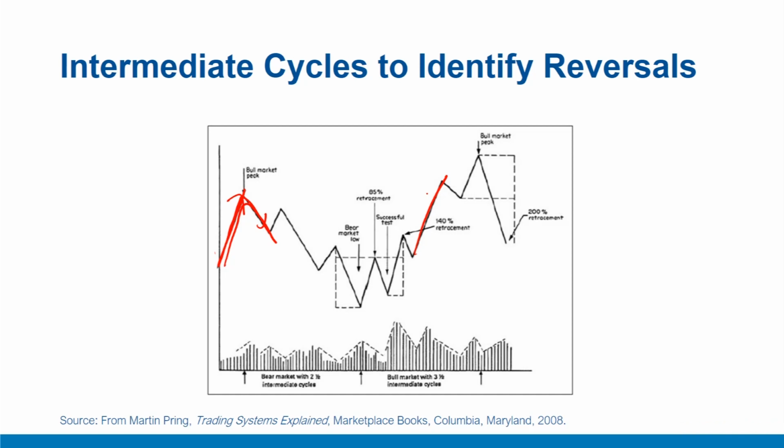The low on the secondary reaction should be higher than its predecessor. In a bear market, conversely, the reverse condition holds true. For example, this in a bear market. Declines are longer and greater, while the rallies are shorter and of less magnitude as well.